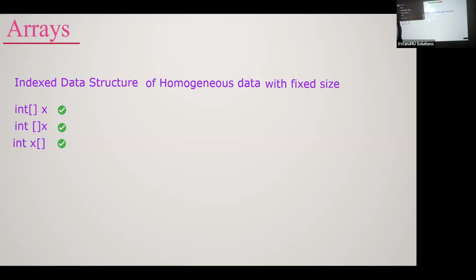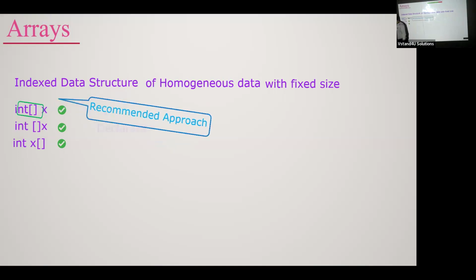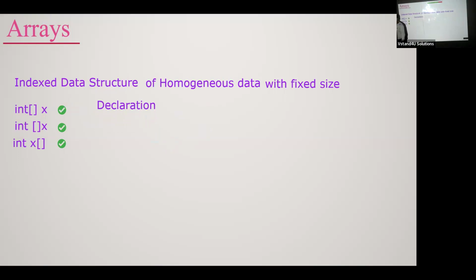Chaliye, moving forward. By the way, the recommended approach is which one? The one I always follow: integer array of x. Readability is also easier for that. Agree? And why the space should be there after the dimension, that we will also see. Today, pay attention now. Declaration clear?